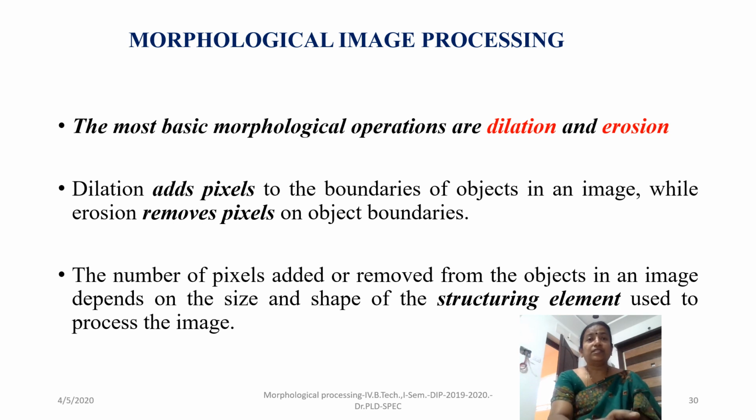Okay, previous. The most basic morphological operations are dilation and erosion. Dilation adds pixels to the boundaries of objects in an image, while erosion removes pixels on object boundaries. These are the two basic operations in morphological image processing. The number of pixels added or removed depends on the size and shape of the structuring element used to process that image.